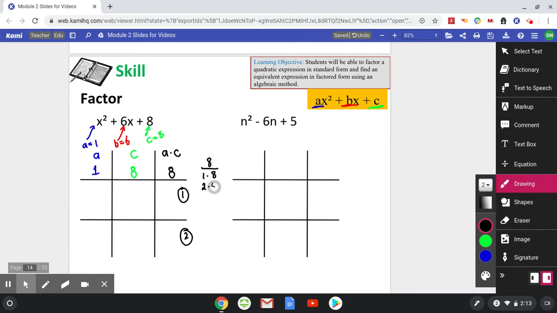2 times 4 is 8. 2 and 4, if I add them up, that gives me 6. That's exactly what I want. So that means I'm going to put 2 and 4. Just to double check, 4 times 2 will give me 8. So that works out.